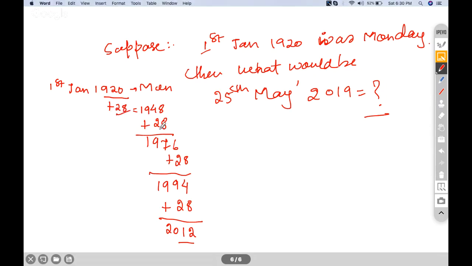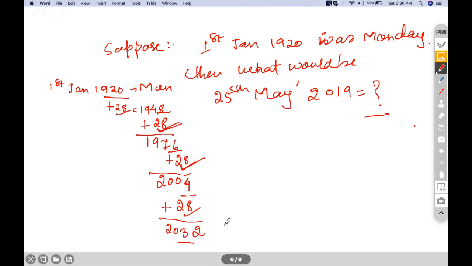I have added 1, 2, 3, 4. So 1920 plus 28 is 1948. 1948 plus 28 is 1976. 1976 plus 28 is, no, this is wrong. 1976 plus 28 is 2004. So here we had a calculation mistake. This is nothing but 2004, and plus 28 will give me 2032.